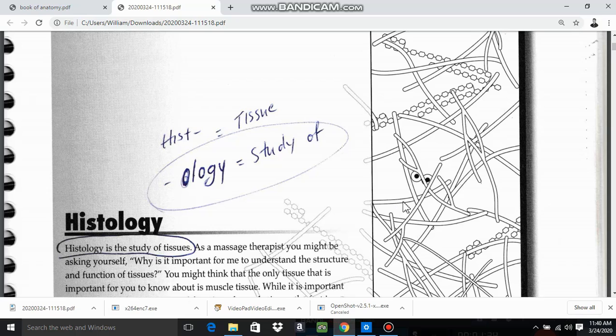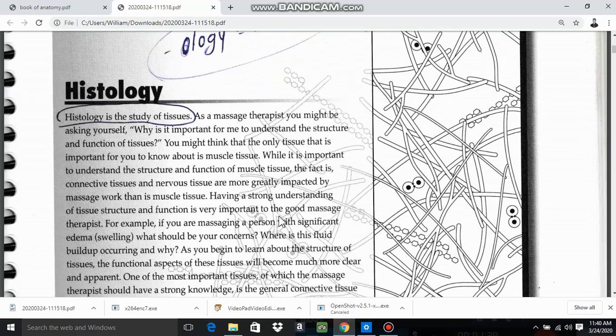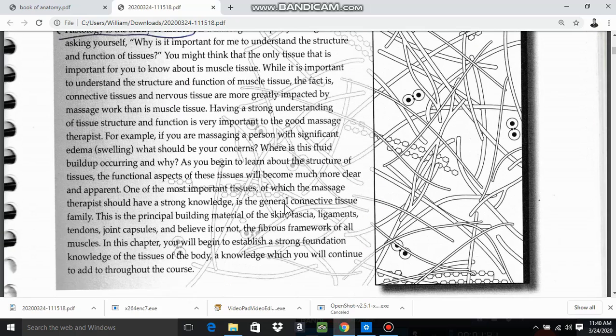So we're going to start here with histology. Histology is histo or hist is tissue and ology is the study of. So this is the study of tissues. As a massage therapist, you might be asking yourself, why is this important for me to understand? You might think that the only tissue you should know about is muscle tissue, and that's important, but having a strong understanding of tissue structure and the function of it is important to be a good therapist.